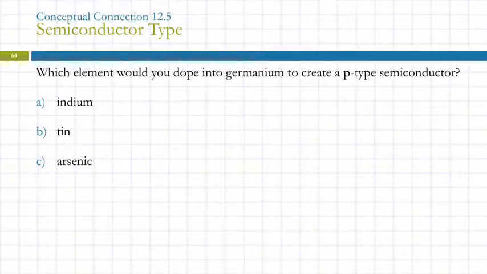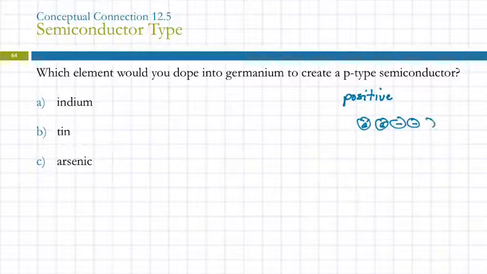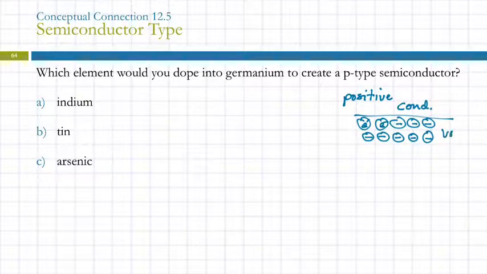Okay, which element would you dope into germanium to create a P-type semiconductor? So P-type, P is for positive. So we've got a positive hole that's moving, right? So if we've got electrons, I'm just going to make them negatives. Electrons, right? And they're all stuck in the valence band. There's the valence band, and here's the conduction band. And these guys can't go anywhere because it's full, right?